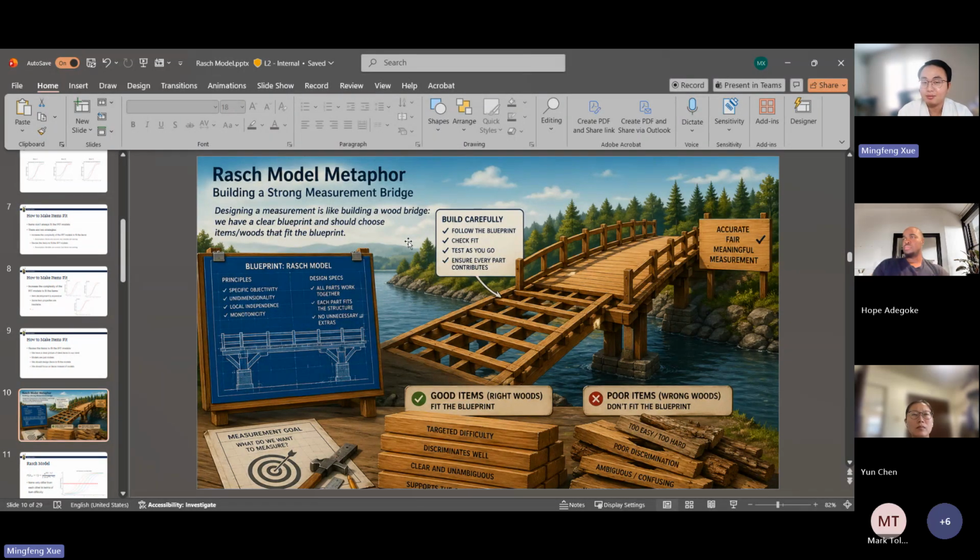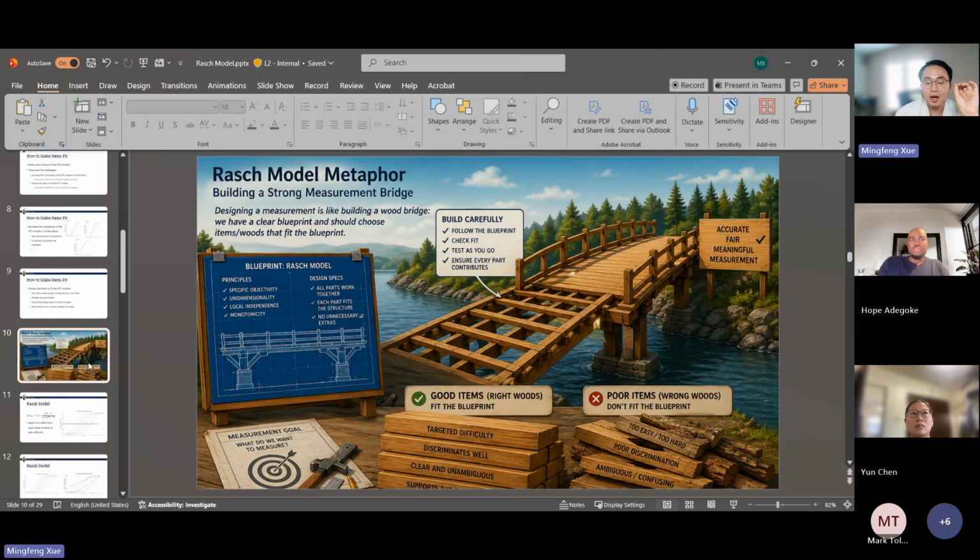This is not the way we build a measure under the Rasch model. The Rasch model tells us how a good item should look. And we need to decide on the items that fit the model instead of bringing in any random items and making our measurement. So this is the key idea underlying the Rasch model. And now let me introduce the Rasch model.